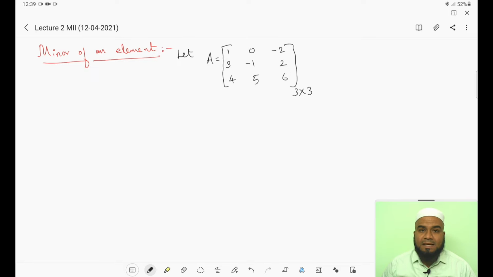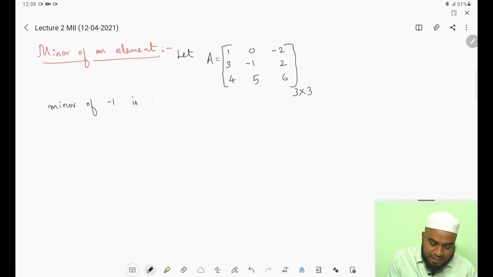The third order minor for this matrix is the determinant itself. Second order minors: suppose I want to find the minor of -1. The minor of -1 is the determinant obtained by removing the corresponding row and column where -1 lies. -1 lies in the second row and second column. You remove this second row and second column, and whatever entries are remaining, you note down in the determinant. So when we remove the second row and second column, what will remain?